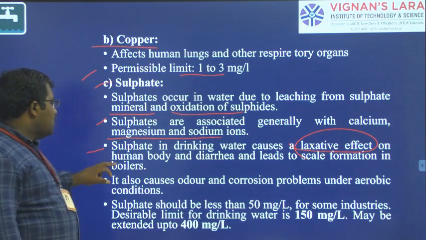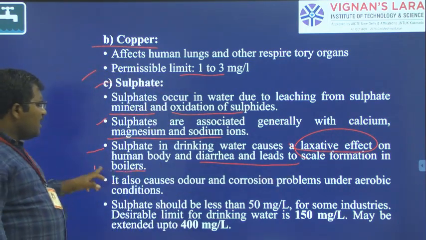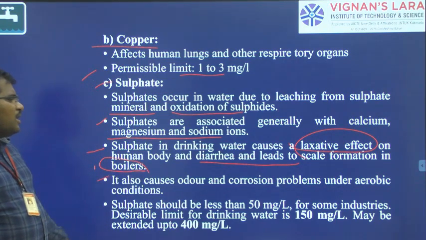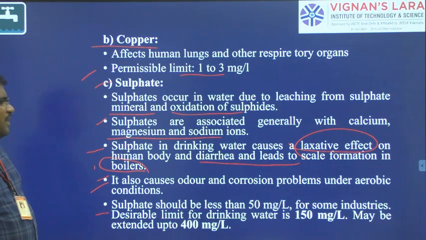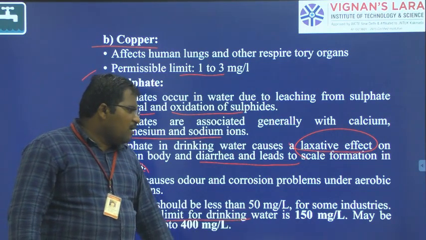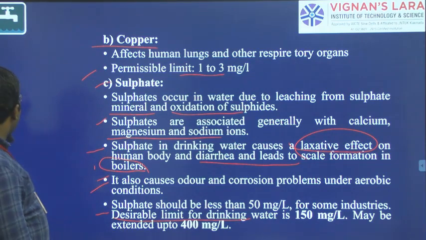The laxative effect on the human body leads to diarrhea, and also scale formation in boilers. It also causes corrosion problems under aerobic conditions. Sulfate should be less than 50 mg per liter. For some industries, the desirable limit for drinking water is 150 mg per liter. It may be extended up to 400 mg per liter.